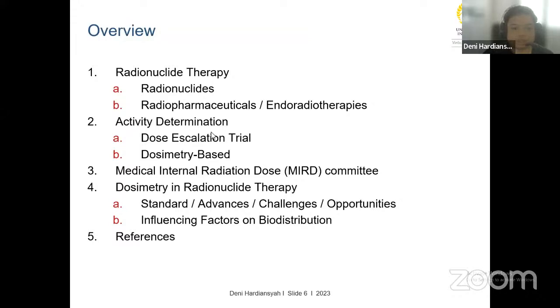For example, in this case, I will discuss two different methods that people usually use. The first one is the dose escalation trial, and the second one is the dosimetry-based approach for individual patients. Then we will discuss the Medical Internal Radiation Dose committee. And of course, for dosimetry in radionuclide therapy, we will discuss the standard, the advanced, the challenges, and also the opportunities. In addition, we will discuss the influencing factors on biodistribution and some references.